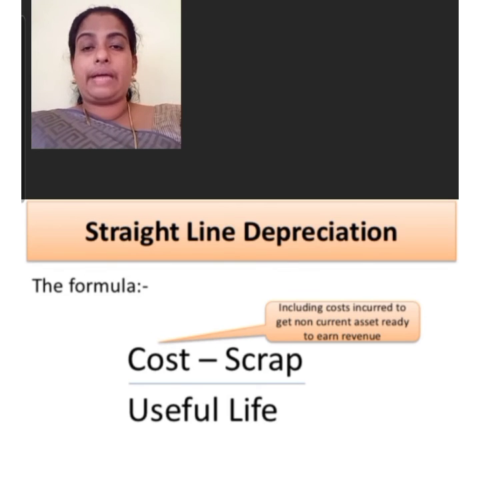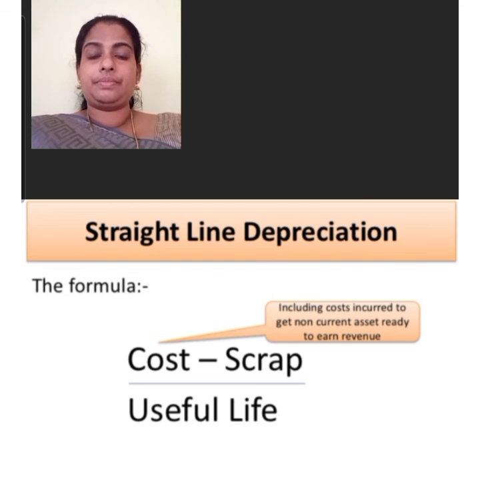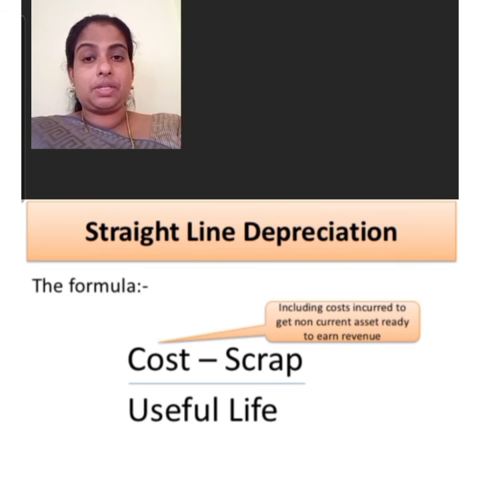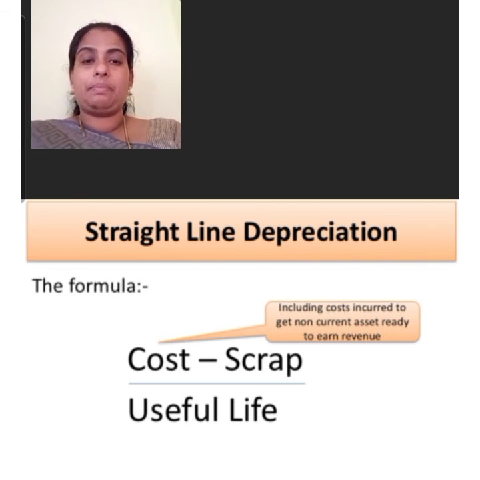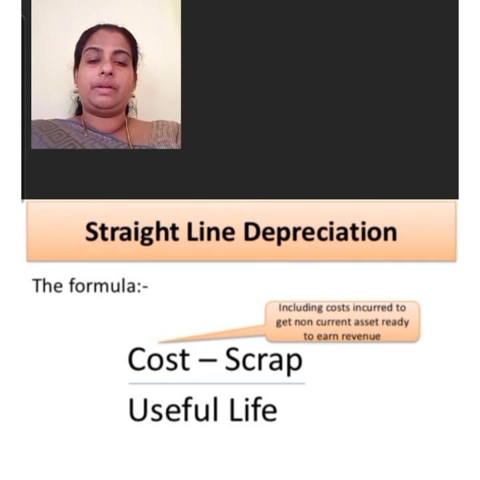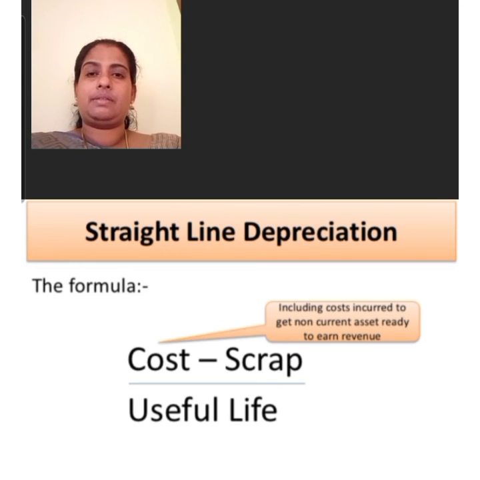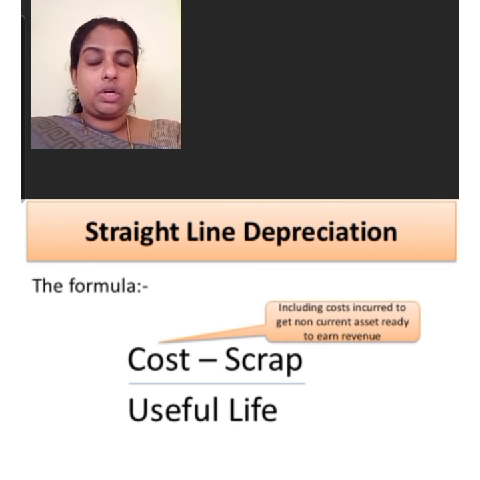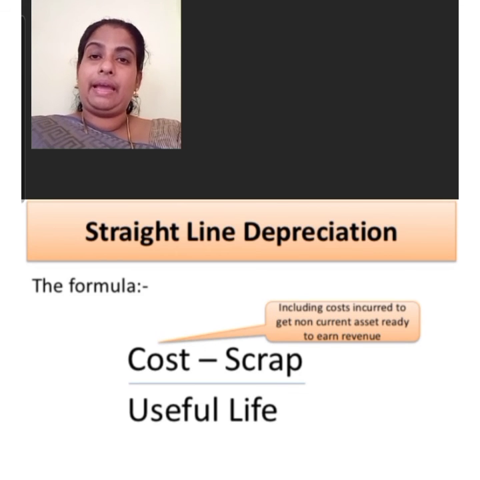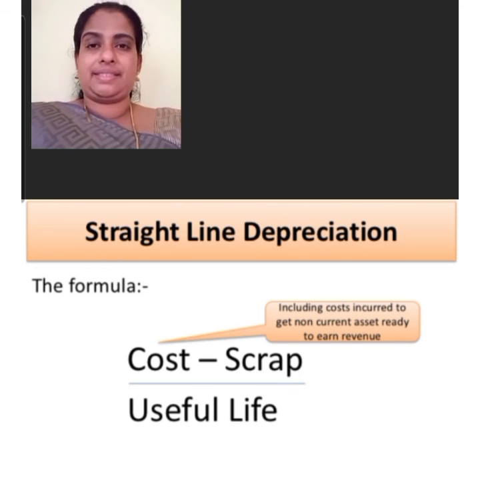The equation for calculating the amount of depreciation under straight line method: depreciation equals cost of the asset minus scrap value divided by estimated useful life of the asset. This cost amount includes the cost of the asset, then cost of acquisition and cost of installation charges, etc.